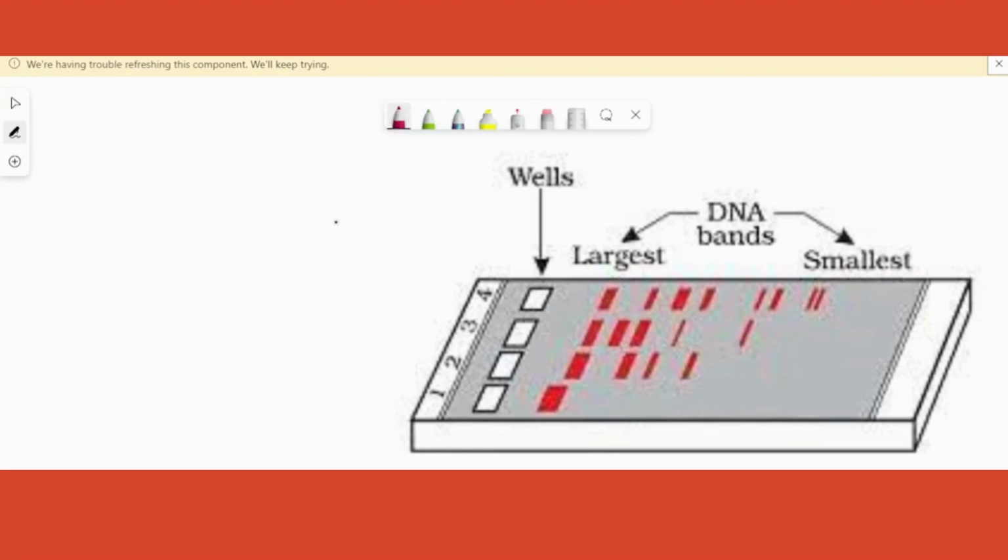So what we have is, in a test tube, our genetic material. Inside that we have our gene of interest. We have added the restriction enzyme.